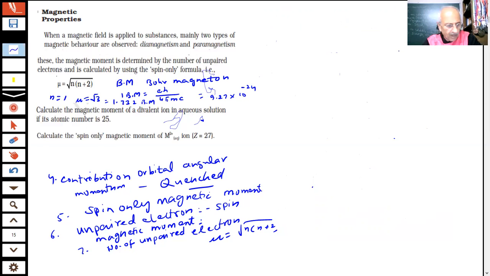Okay. Now we have a question. Question number 2. Calculate the magnetic moment of a divalent ion in aqueous solution if its atomic number is 25. Students, atomic number is 25.